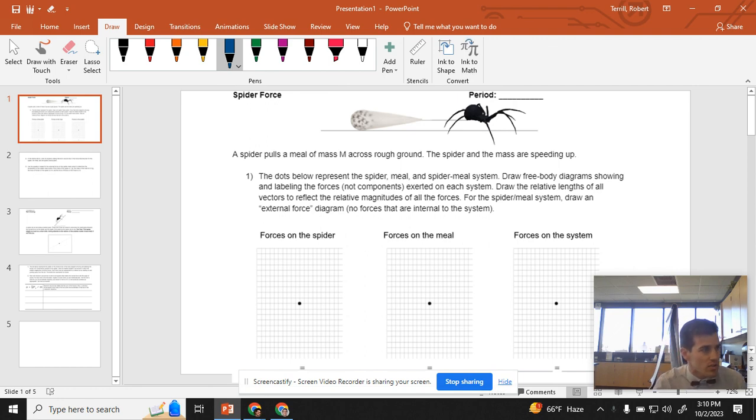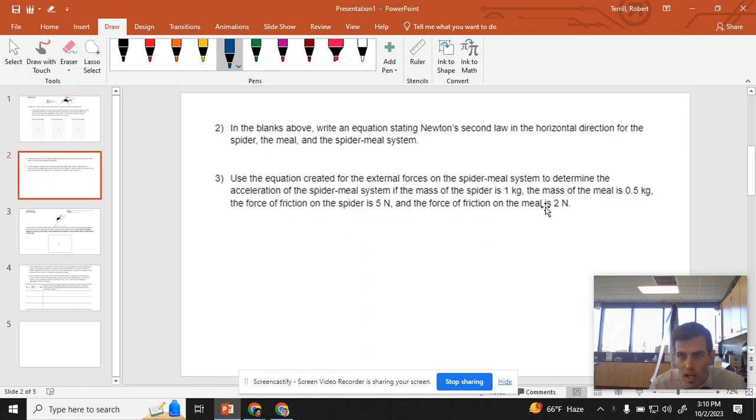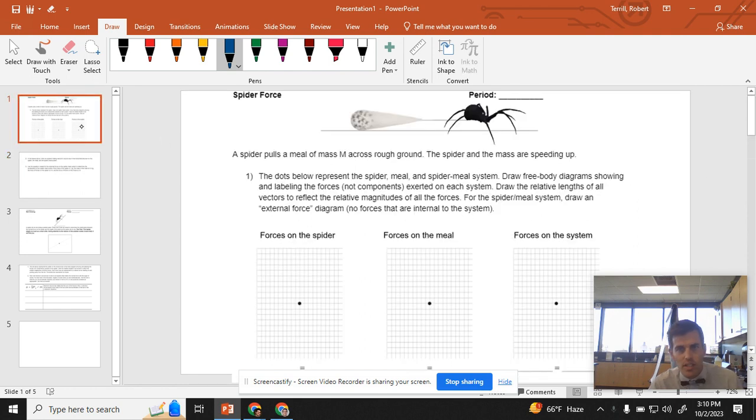Let me look at this real fast. I think we're given a little bit of information later on about the mass of the spider and the meal. So I'm just, not that you had to know that or had to do that correctly, but while we're at it, let's just be as amazing as possible. So there's my forces on the spider.